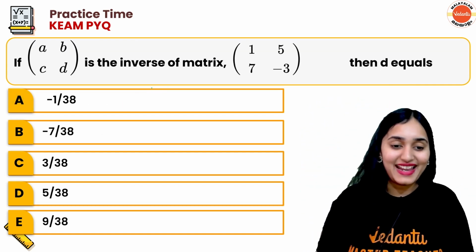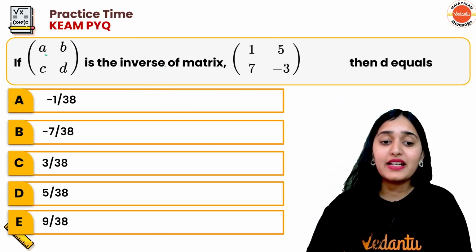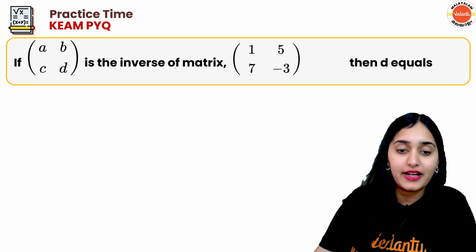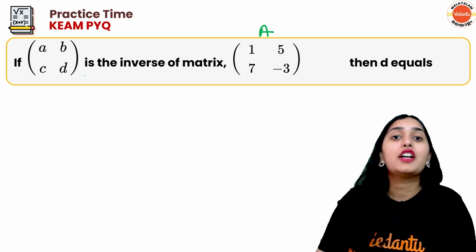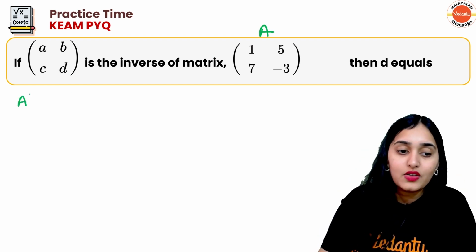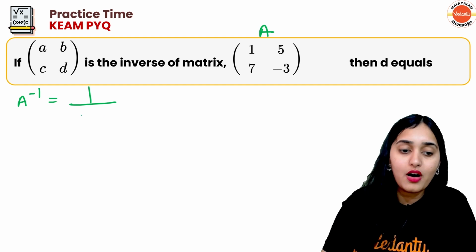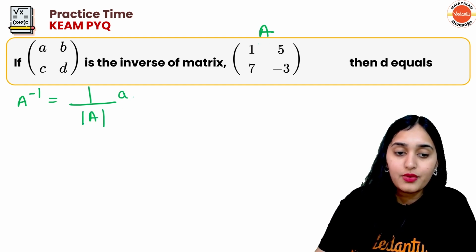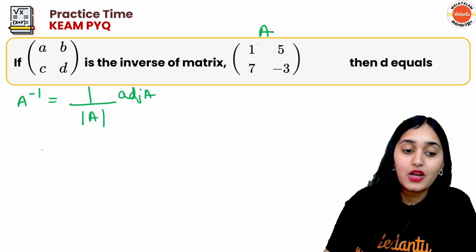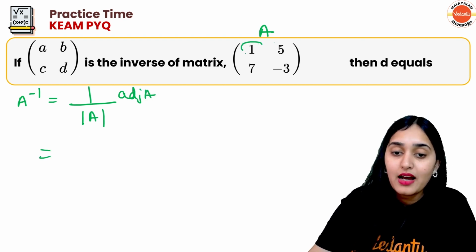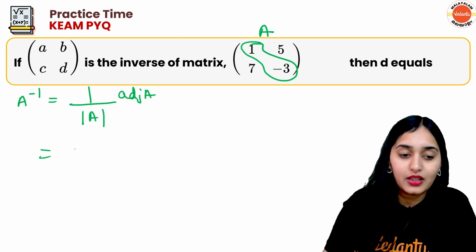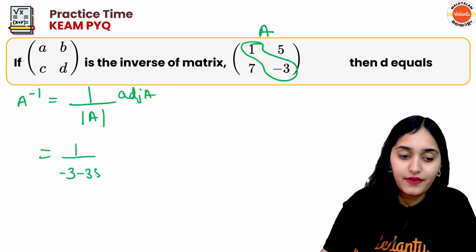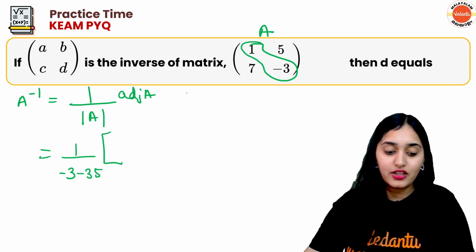Next, if ABCD is the inverse of this matrix, then D equals what? Very simple, you simply have to find it. This is your A matrix. You have to find A inverse. So A inverse is 1 upon the determinant of A into the adjoint of A. How do you calculate the determinant of A? This multiplied with this, 3 1s are 3, 7 5s are 35.